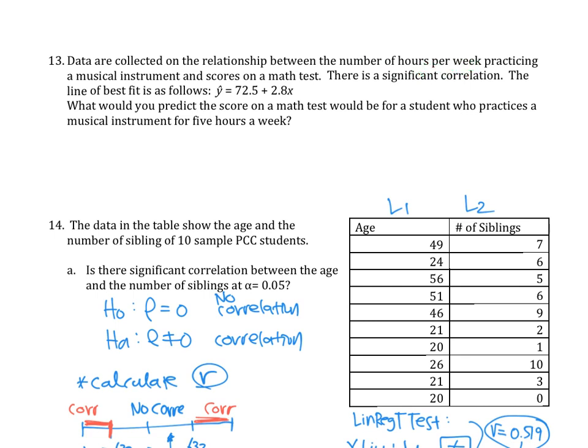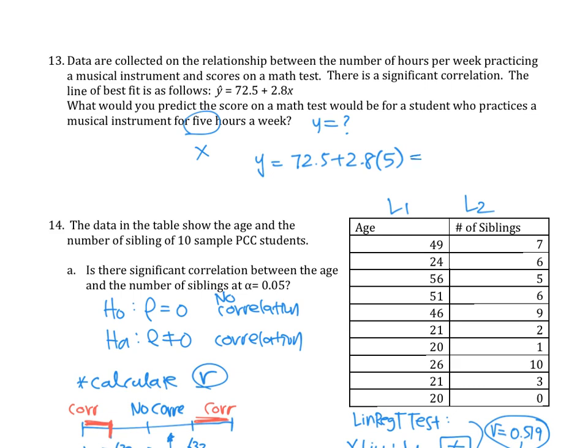I'm thinking that because it says significant correlation, and they give you the best fit line, I'll use that. What would you predict the score on the math test would be for a student who practices a musical instrument for 5 hours? So this is my x value. They're asking for the prediction for the y value. So I'll use the equation 72.5 plus 2.8x. I'll plug in 5 for x. This example is 5 hours, but if somebody studies 7 hours, then I'm going to plug in 7 here.